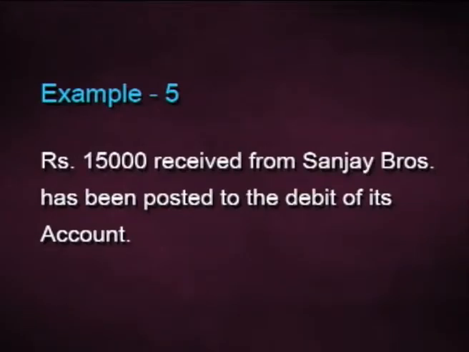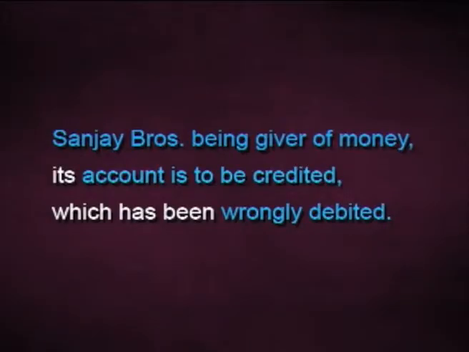Rupees 15,000 received from Sanjay Brothers has been posted to the debit of its account. This is a hidden error as it seems to be a piece of information only. But if you read this information carefully, you will understand that Sanjay Brothers being giver of money, its account is to be credited, which has been wrongly debited. Recall credit the giver rule for personal accounts. Now, I am sure that you have understood that Sanjay Brothers account is to be credited in journal entry.